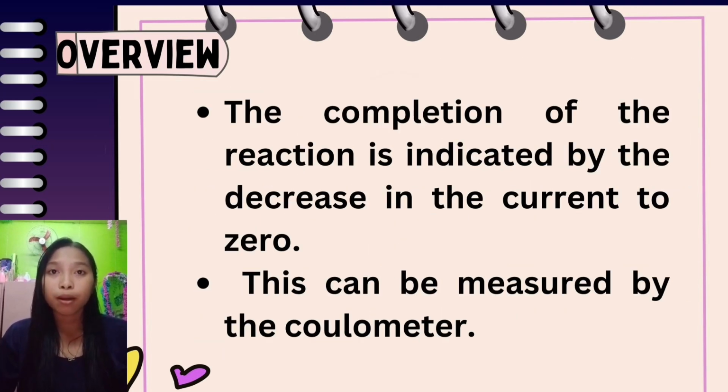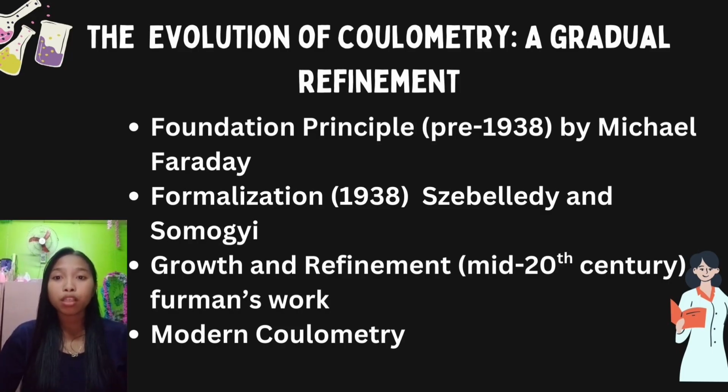So in the next slide, we have that the completion of the reaction is indicated by the decrease in the current to zero. So this can be measured by the coulometer. So coulometry measures concentration by completely converting the analyte from one oxidation state to another using a precisely controlled amount of electricity. So next slide, let's talk about the gradual refinement of coulometry.